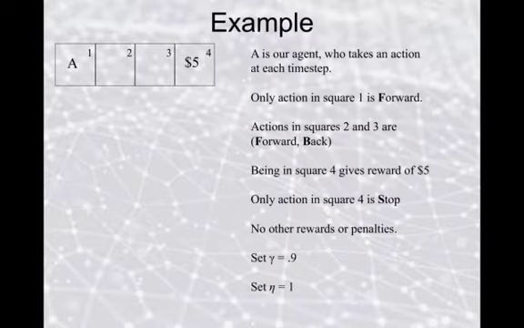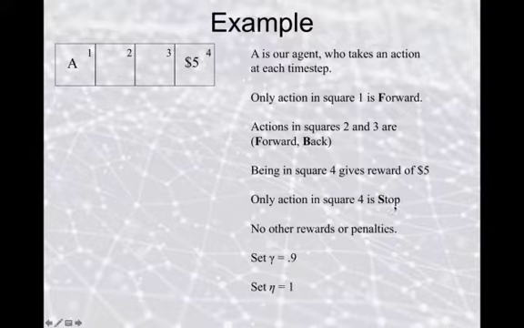So let me just show you with a simple example how Q learning is not a horrendous thing, and in fact pretty easy to implement for the most part. Consider a very elementary example: A is our agent who takes an action at each time step. The only action in square one is to move forward. You can move forward or backward from any of the other squares, and you want to get to square 4 because you get $5 or whatever the case may be. So there's the reward. The only action in square 4 is stop.